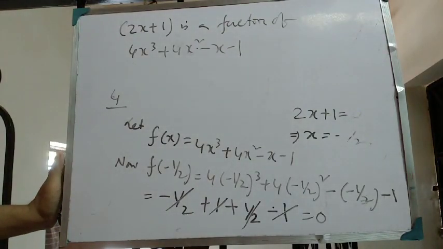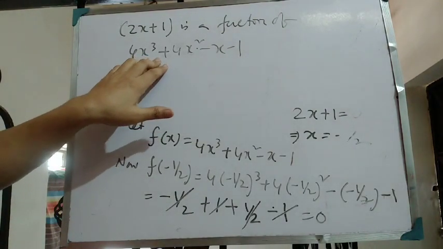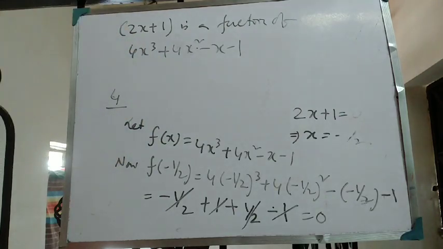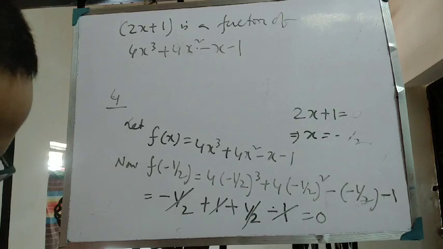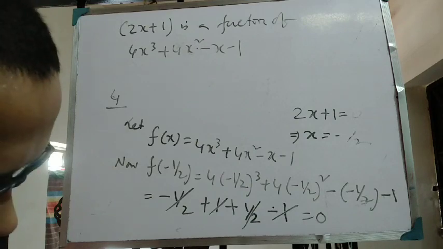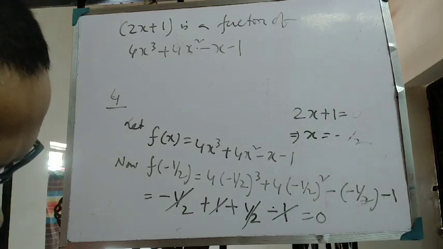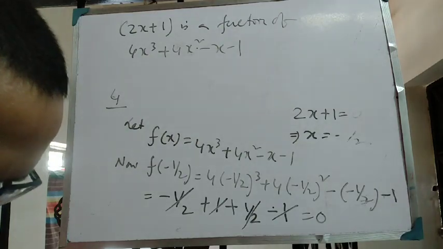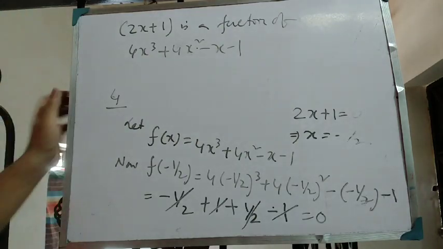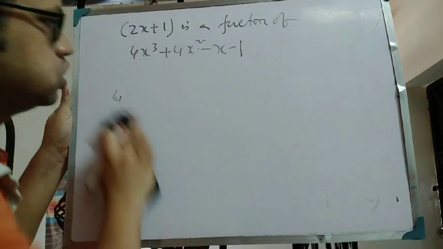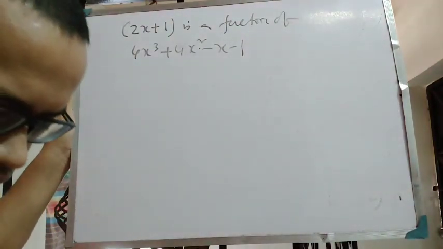Or conversely, we can say that this expression is a multiple of 2x plus 1. So these are the problems from the board book. I also give the solution of number 6.